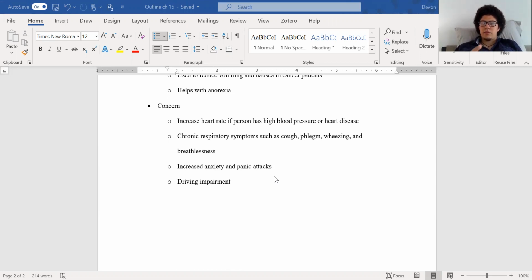And then lastly, driving impairment, because when a person takes a form of cannabinoids, they usually have the sensation of being high, and their motor coordination is not how it should be. So driving impairment most definitely can be a big concern for people who are taking cannabinoids.